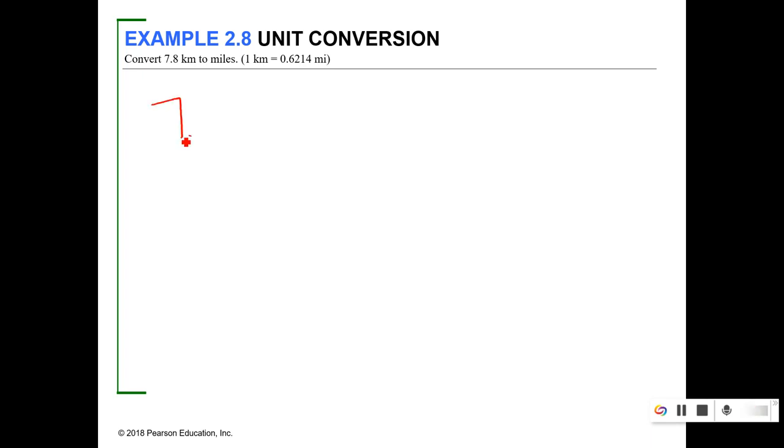So step 1, write the given. So I've got 7.8 kilometers. Step 2, do your times sign and then your division for your conversion factor. The best thing to do now is fill in the units. So km has to go down here to cancel. And what goes with kilometers is miles. Notice, I gave you this conversion factor here.